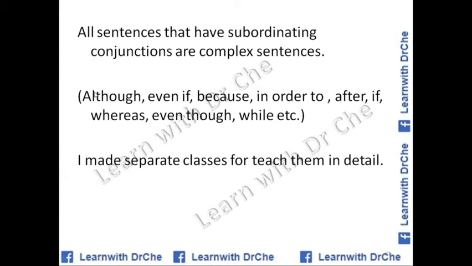So if you use although, even if, because, in order to, after, if, whereas, even though, while, and many more, I will teach you in detail. These words, subordinating conjunctions, make our sentences complex because they join dependent and independent clauses, and when they are joined together in a sentence, the sentence is complex.